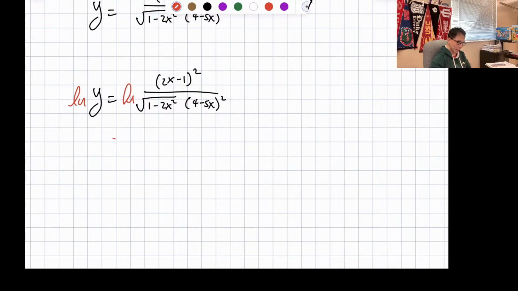And then that's going to be ln. I'm just going to expand the right-hand side, so it'll be 2x minus 1 squared minus ln of (1 minus 2x squared) to the 1/2. Now some people are arguing with me about this particular part, which is the natural log of (4 minus 5x) squared.